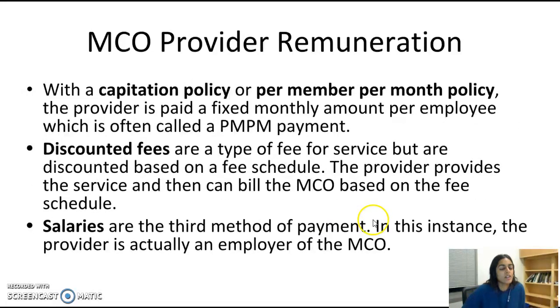So, MCO provider remuneration with a capitation policy, or per member per month policy: the provider is paid a fixed monthly amount per employee, which is often called a PMPM payment. So we're basically just talking about different ways that primary care doctors are paid for their services in a managed care organization. Capitation is one way, and discounted fees are a type of fee for service. So capitation is one policy, fee for service is another policy.